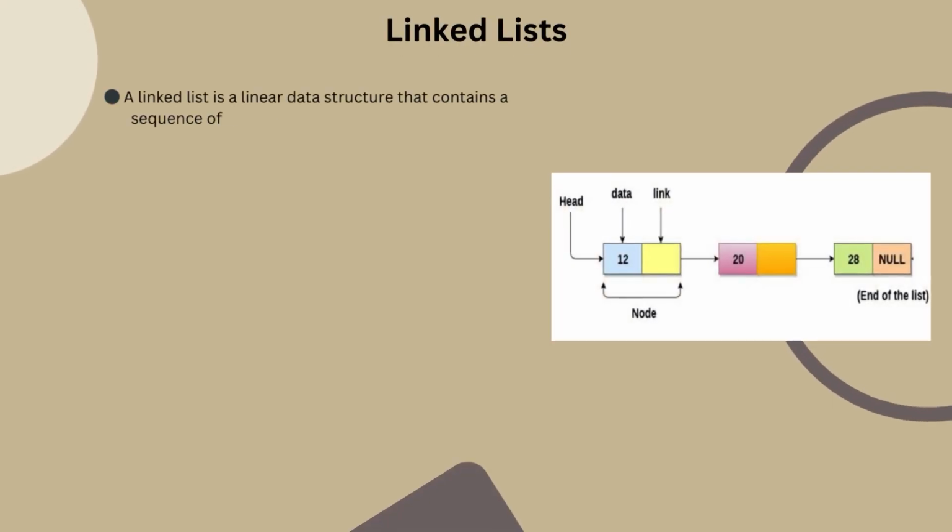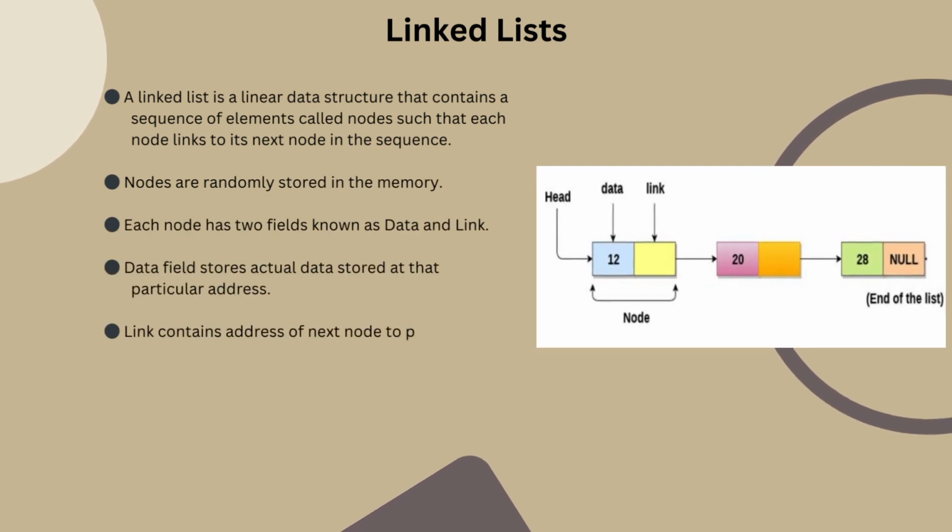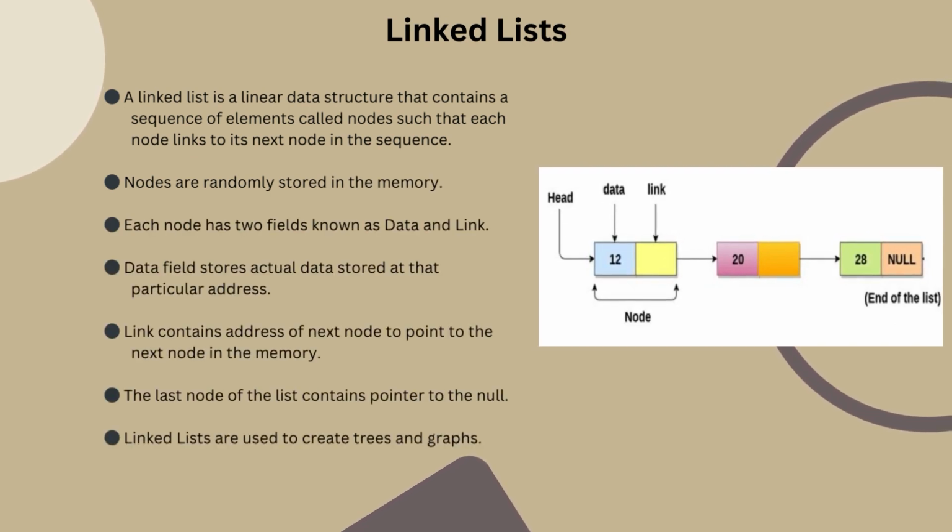What is a linked list? A linked list is a linear data structure that contains a sequence of elements called nodes, such that each node links to its next node in the sequence. Each node has two fields, data field and link field, and these nodes are randomly stored in memory. The data field contains the actual data stored at that particular address, and the link contains the address of the next node, to point to the next node in memory.